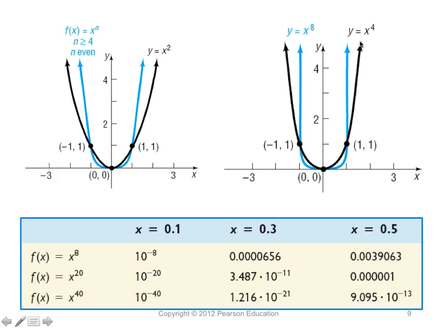And then we can even compare x to the 4th, which is shown now in black on the right, so y equals x to the 4th, with y equals x to the 8th. And what you'll notice is, again, it's a little flatter towards the origin, but it grows more quickly. The larger the power, the more pronounced this is going to be. So the more quickly it will grow, the flatter it will be towards the origin.